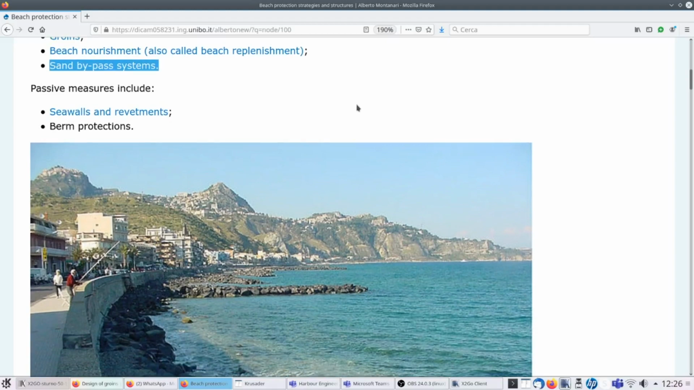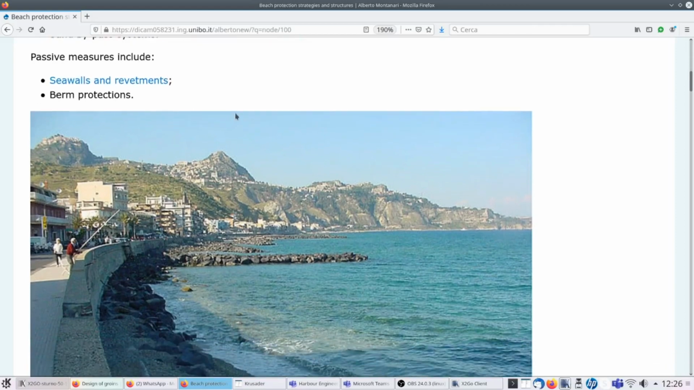I want, just before we discuss the groins, to discuss with you seawalls and revetments, just in order to clarify what they are. So revetments are protections of the beach, and also the term is used for meaning protections on river banks. Revetments are reinforcing measures of the beach and river banks to protect them against erosion.